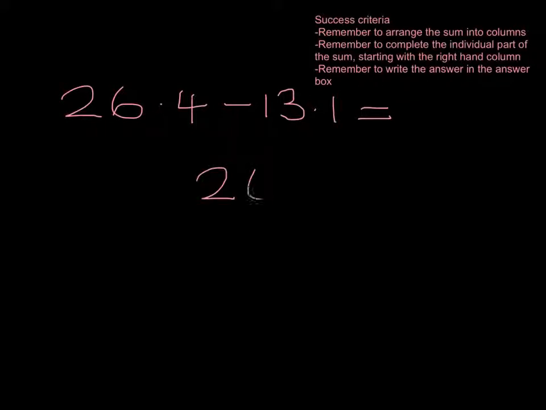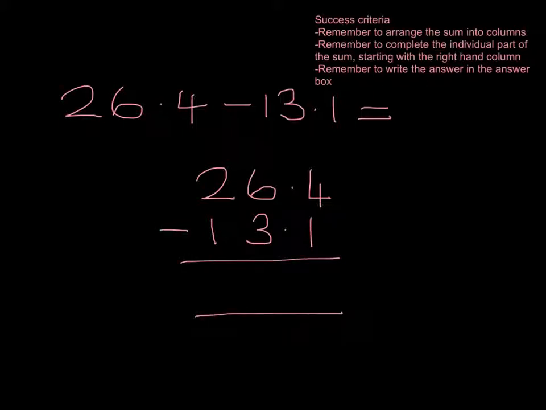So we take out 26.4 and directly underneath we place our 13.1 and our subtraction sign, then we create our answer box. Remember to complete the individual parts of the sum, starting with the right hand column first. 4/10 subtract 1/10 leaves 3/10.